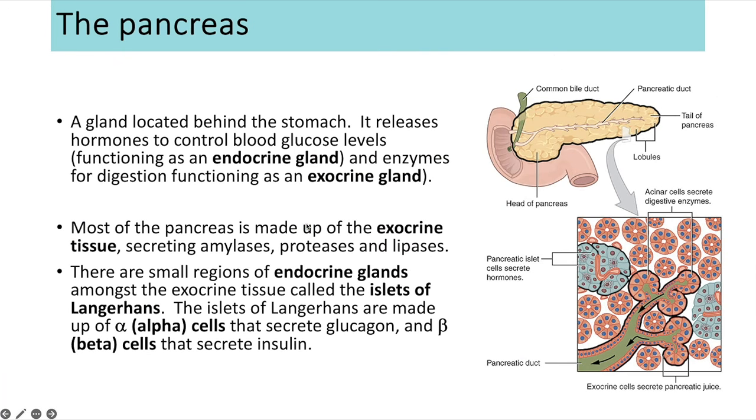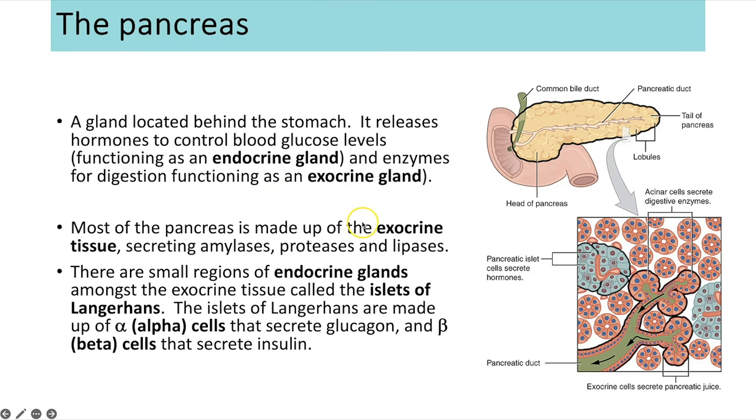Next, then we're going to have a look at the control of blood glucose concentrations, and this involves the pancreas. And the pancreas is a gland behind the stomach. It releases hormones to control blood glucose levels, and therefore it's a functioning endocrine gland. It does actually also secrete enzymes for digestion, which means it's an exocrine gland as well.